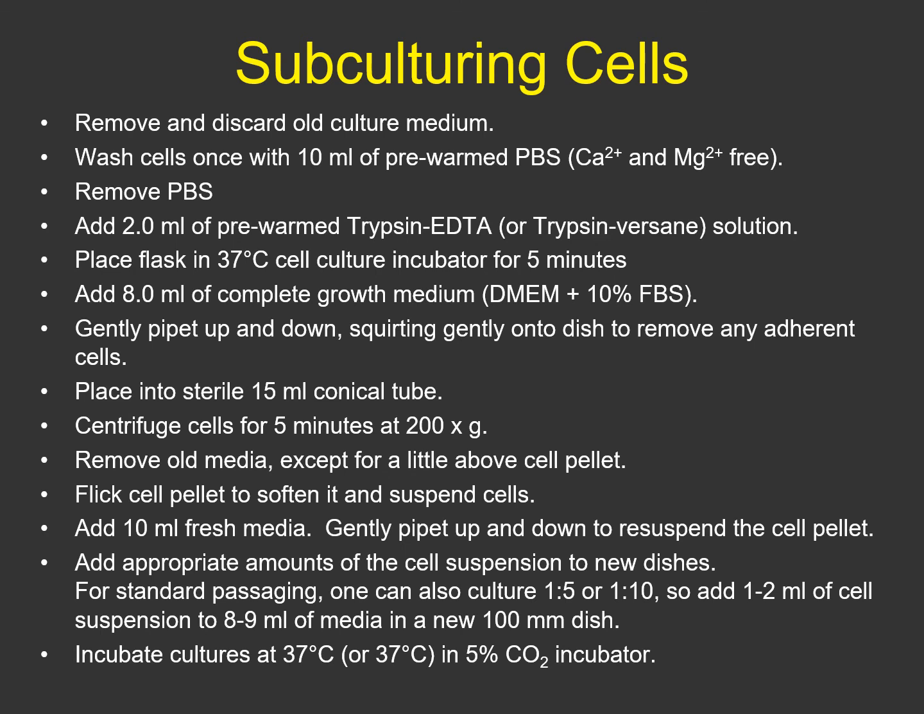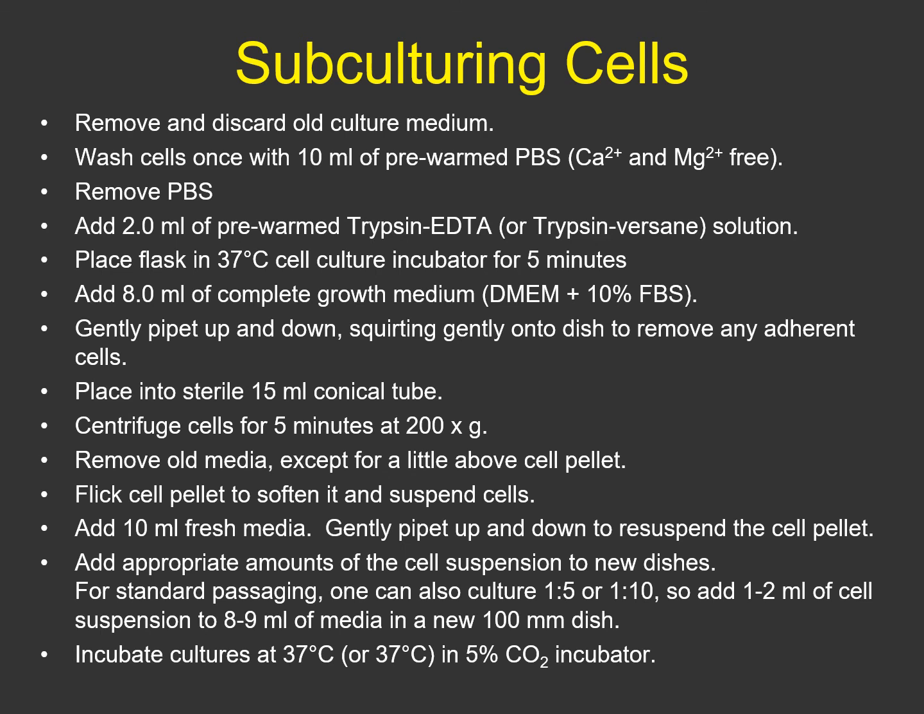8 or 9 mils of new media, so that essentially they will start growing again. We now have a new dish of cells that contain a smaller number of cells, and these cells can begin to grow and start repopulating the dish.